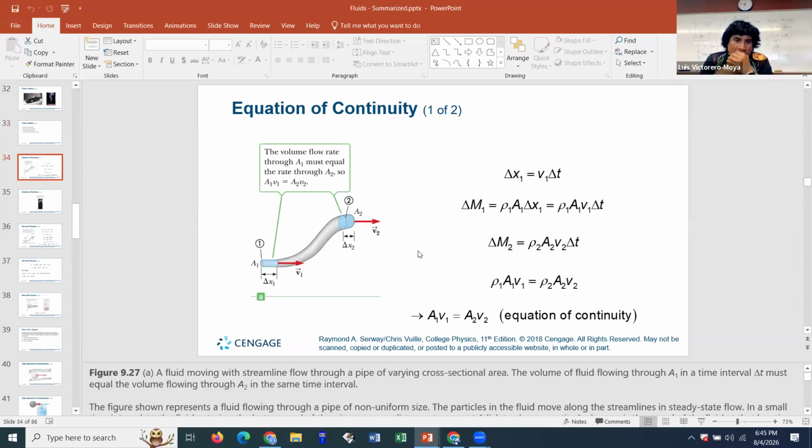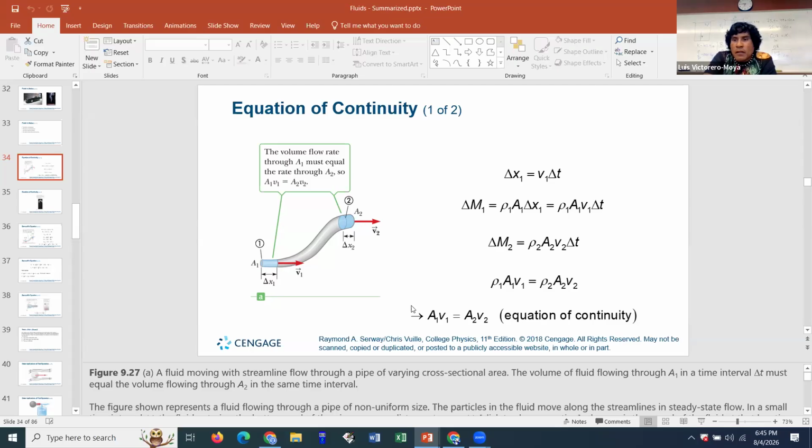So there it is. You have a pipe with different cross-sectional areas, A1 and A2, and the mass of water on both ends has to be the same. So you have the equation of continuity here. Area 1 times the speed here is equal to area 2 times the speed here.